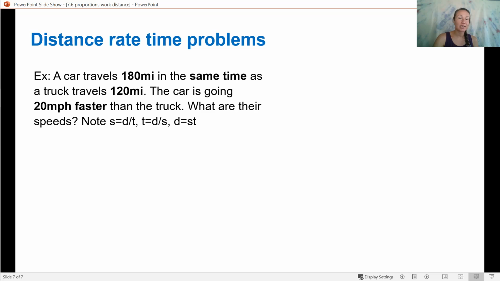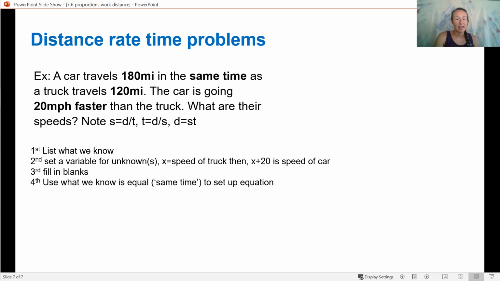In these distance, rate, time problems, we are always going to use the fact that speed is distance divided by time. Okay, speed is distance divided by time. You can rearrange that equation to solve for time or to solve for distance. Okay, but always be able to find the speed, the distance, or the time. If you're given any two of those, you want to make sure you're able to find the third.